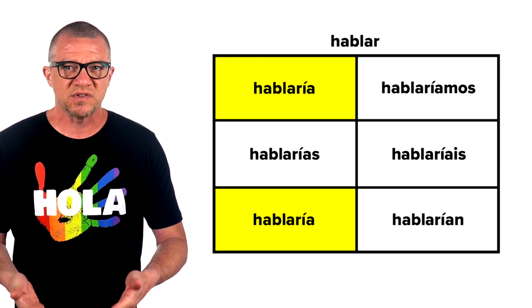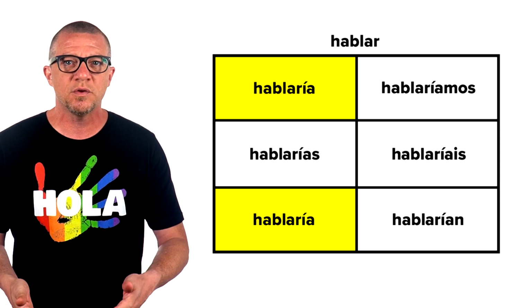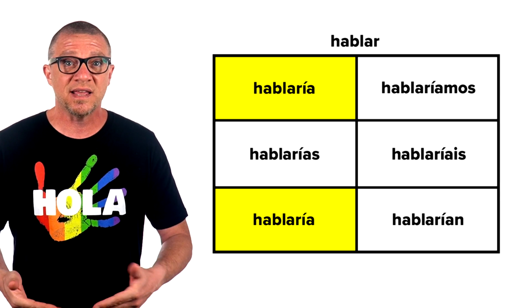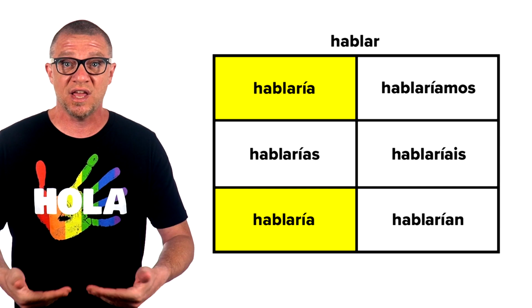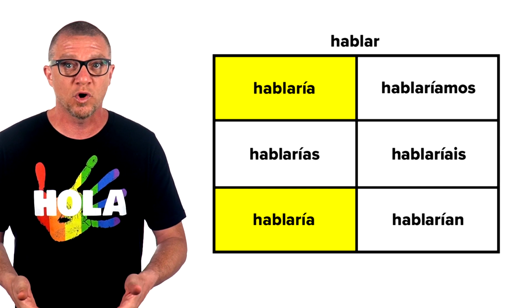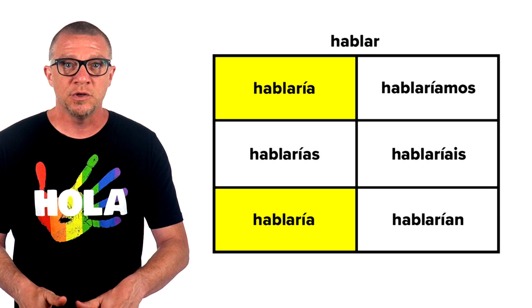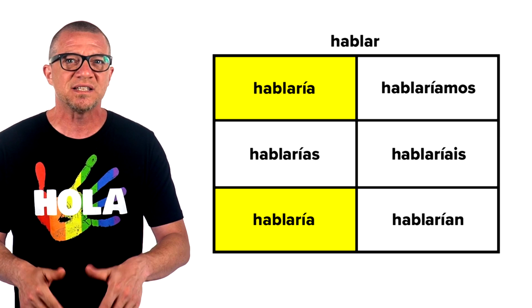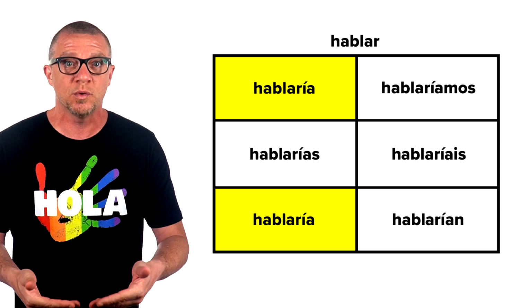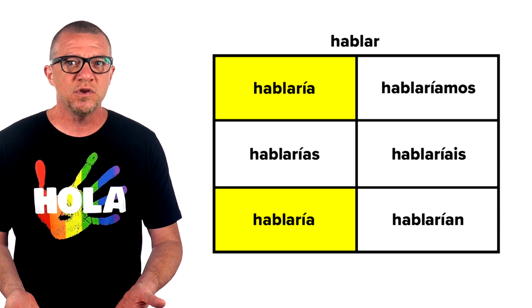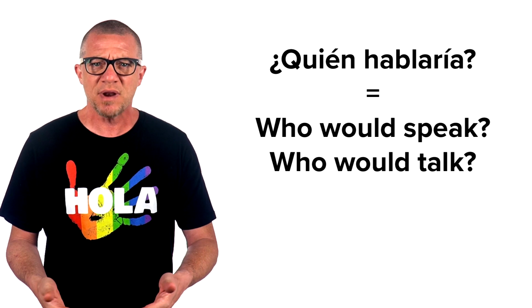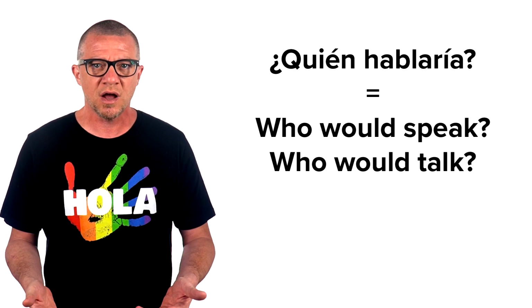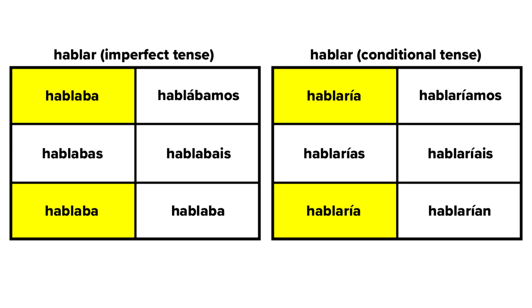Obviously, the first person singular form and the third person singular form are the same. Hablaría can mean I would speak, he, she, it would speak, or you would speak, formal. But this really isn't a big deal. Usually, the speaker would only just say hablaría when the context makes it clear who would do the speaking. Or if there's any confusion, you can just ask, ¿Quién hablaría? Who would speak? Or who would talk?